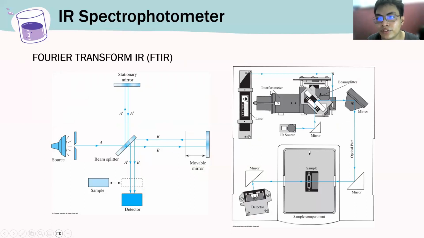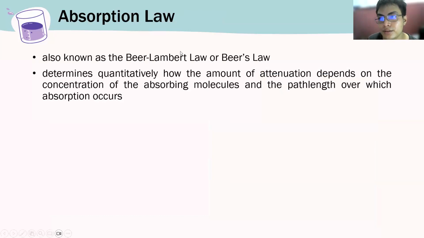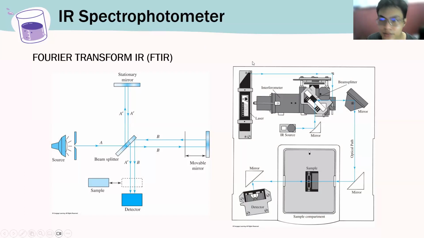It has an interferometer. So, as a purpose of interferometer, it subtracts the environmental IR signals. So, pinabawas na yung IR sa paligiran, making your measurement more accurate. Okay, so itong absorption law, this will be on the second video na lang. Okay, so that's the summary. So that's it for the first part of the chapter.